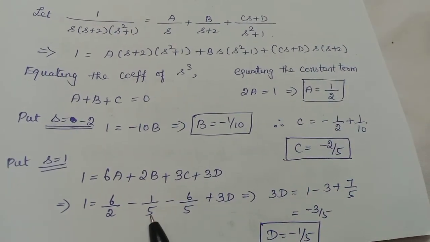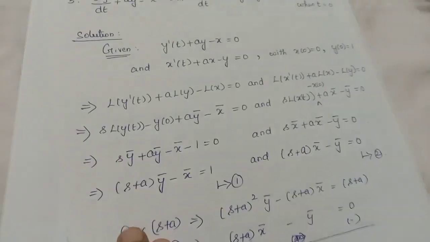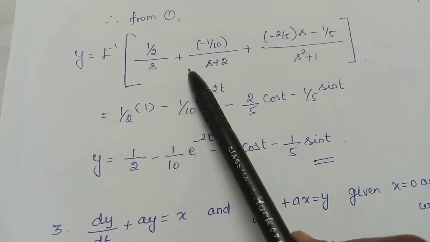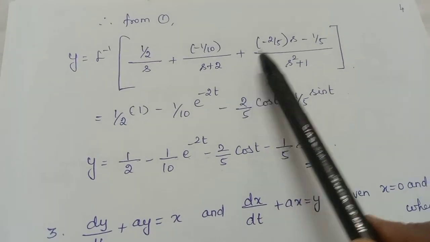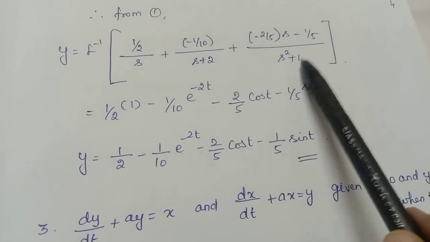Substitute the values of a, b, c and you get the value for d. Okay, right. Now y is given by inverse Laplace of 1 by 2 by s minus 1 by 10 by s plus 2 plus minus 2 by 5s into s by s square plus 1 minus 1 by 5 by s square plus 1.